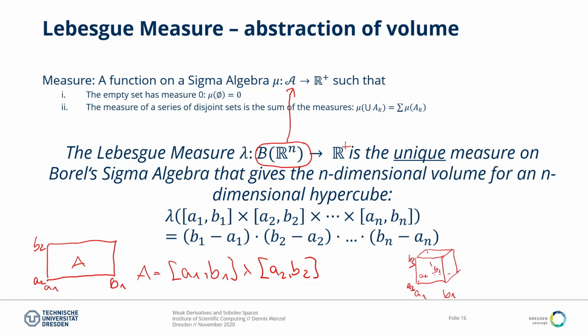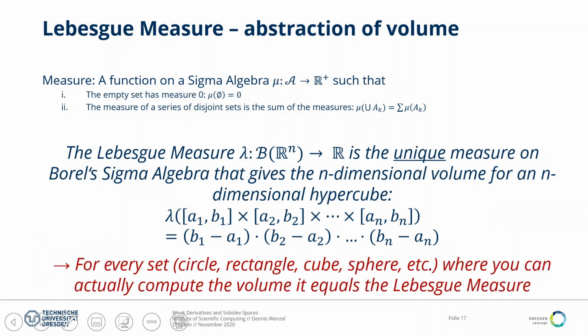So we define it over those hypercubes, and it also, that's a fortunate thing, if you have, for example, a circle in 2D or a sphere in 3D, the Lebesgue measure of that thing is actually the area that you would expect. So for all standard geometrical objects that you can imagine, your Lebesgue measure is actually the volume or area.